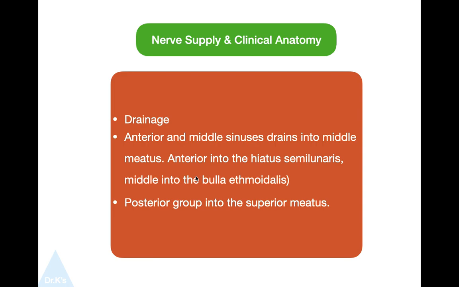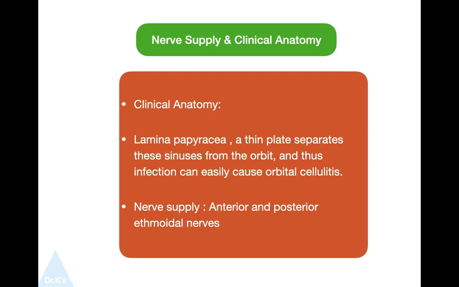Where do these drain? They drain into the middle meatus and the posterior group. Okay, let me make it clear. The drainage of these sinuses can be again grouped because there are 3 groups of sinuses: anterior, middle and posterior group. Anterior and middle sinuses drain into the hiatus semilunaris and the posterior group alone drains into the superior meatus.